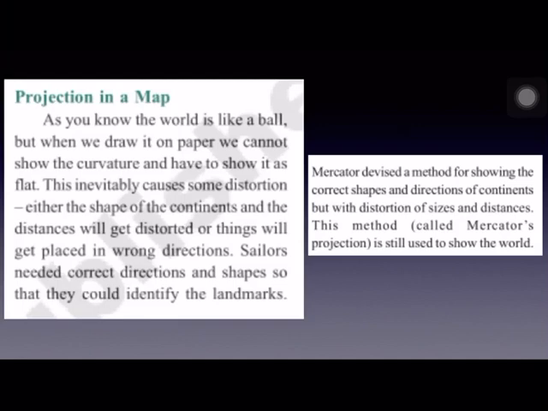This causes some changes in the exact shapes of the continents or distances or the directions, which we call distortion. And Mercator devised a method for showing the correct shapes and directions of continents, but with slight changes in the sizes and distances. And this method is called Mercator's projection, which is still used to show the world on a map.